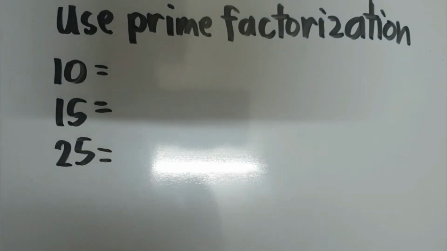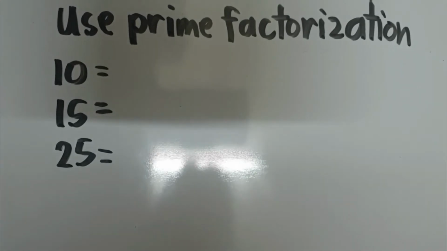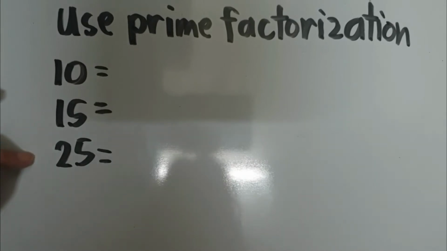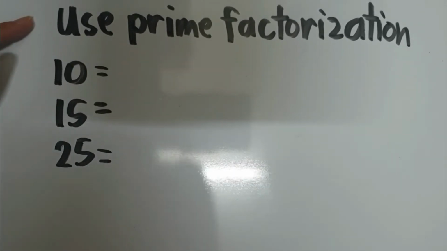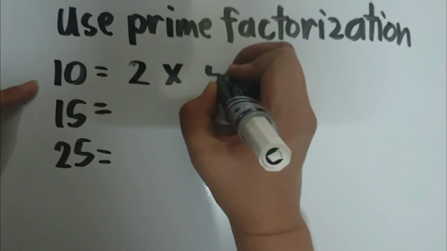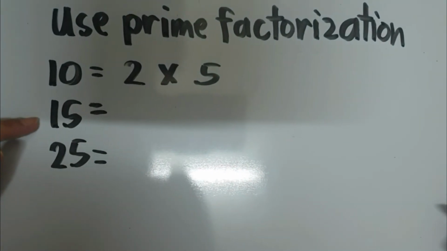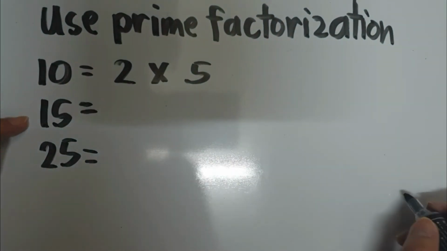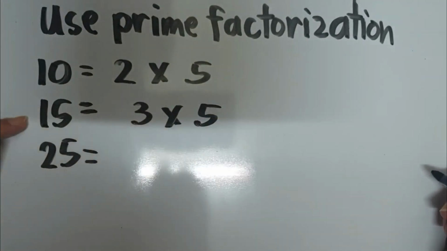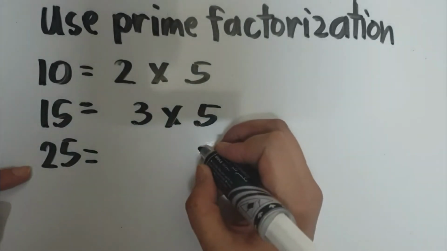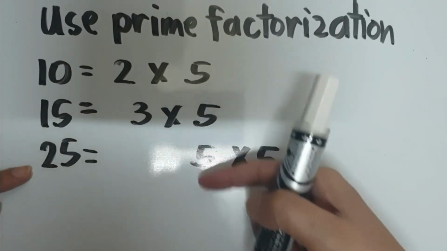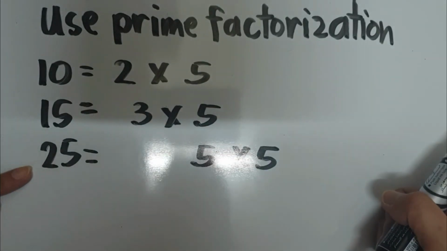Now, let us have another example using prime factorization. So, let us find the LCM of 10, 15, and 25 using prime factorization. So, the prime factors of 10 are 2 and 5. 2 times 5. 15, that is 3 times 5. So, we can write 3 here times 5. And for 25, we have 5 times 5. As you can see, I aligned all the 5s so it will be easier for us to find the common.